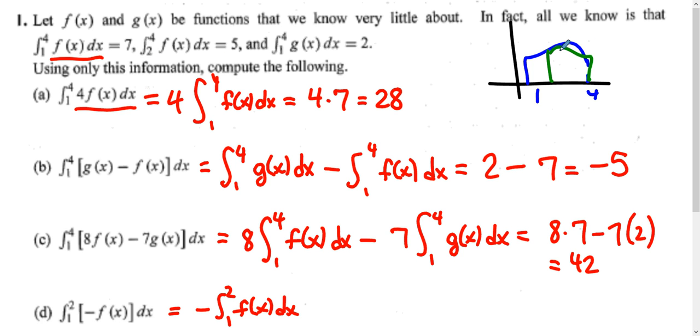So we're told that the big blue area is 7, and this green area, that's 5. Well, if the big blue area is 7 and the green area is 5, then we know that this area is 2, that the integral from 1 to 2 of f of x dx is 2. And that means if the integral from 1 to 2 of f of x dx is 2, then this answer is negative 2. These are the sorts of things that calculus instructors expect you to be able to do.